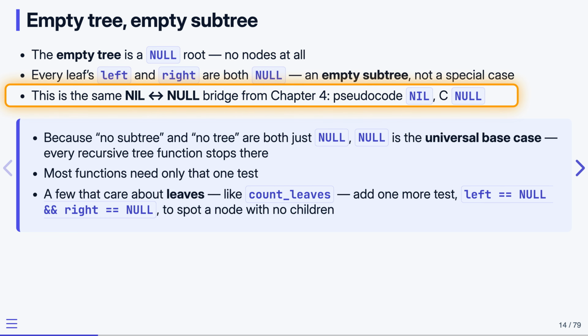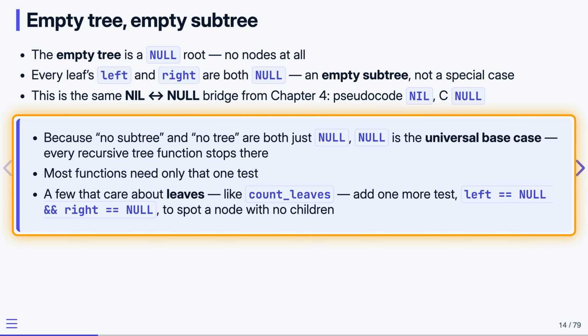This is the same nil to null bridge from Chapter 4. In pseudocode we write nil, and in C we write null. They mean the same empty thing. This is why it matters, because no subtree and no tree are both just null. Null is the universal base case. Every recursive tree function stops there. Most functions need only that one test. A few that care about leaves, like count leaves, add one more test. Is the left child null and the right child null? That is how they spot a node with no children.